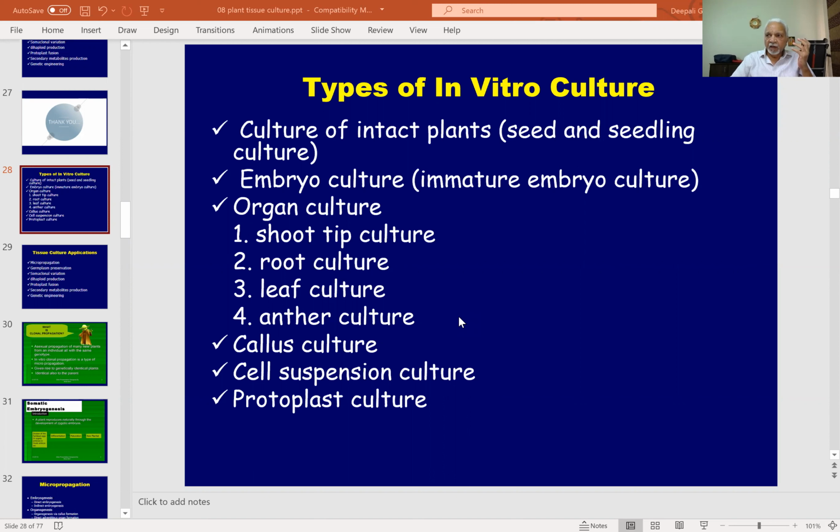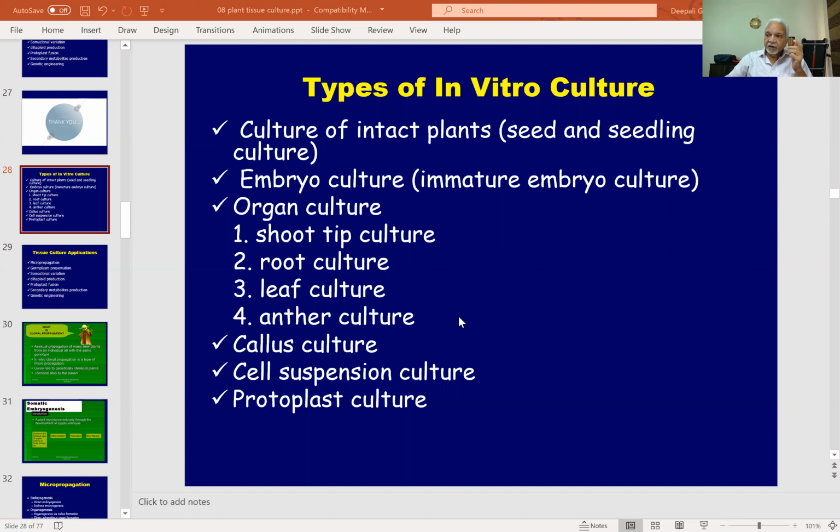intact plants, or you can go for embryo culture, organ culture, shoot tip culture, callus culture, cell suspension cultures, protoplast cultures. So it is now possible to not only keep these cells, tissues, organs alive in the in vitro systems, but also you can regenerate whole plantlets from the somatic cells and tissues of a plant.